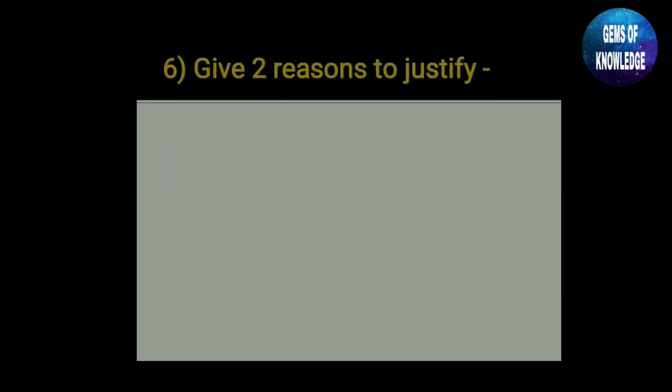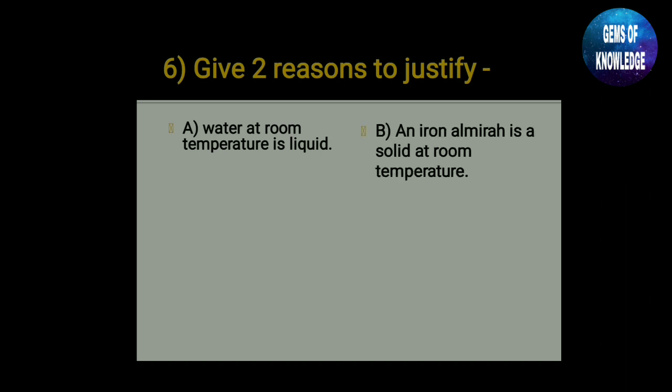Give 2 reasons to justify. So here a few questions will be asked and we have to give 2 reasons to justify our answer. The first question here is, water at room temperature is liquid. We have to give 2 reasons to justify our answer. One more question is asked here: an iron almirah is a solid at room temperature. So basically 2 questions are asked here. One is, water at room temperature will be liquid, and one more is, an iron almirah is a solid at room temperature. So let's see the answers.